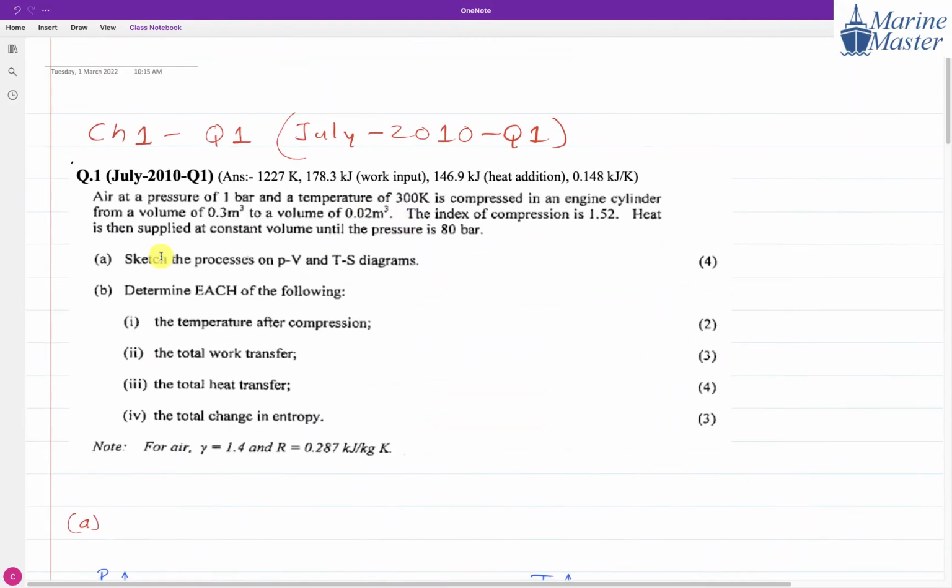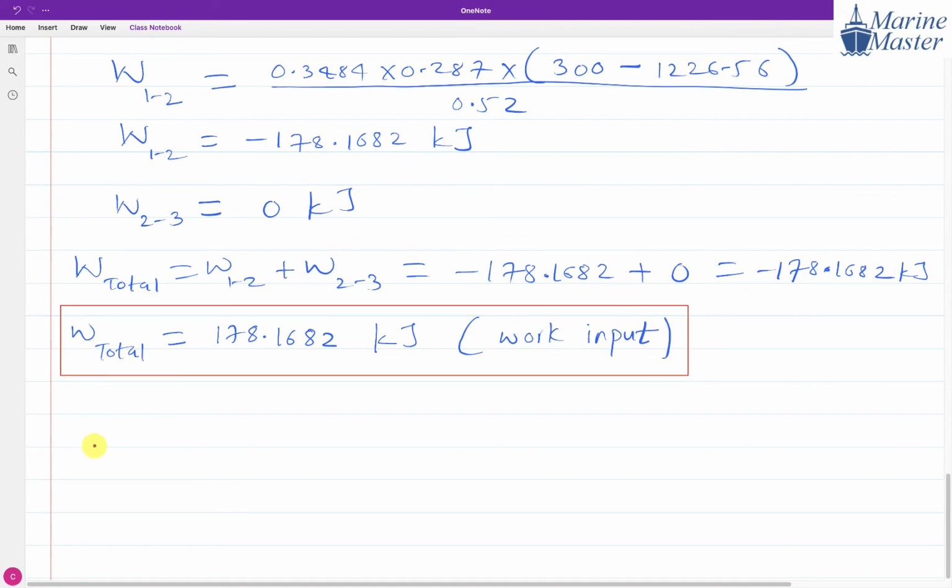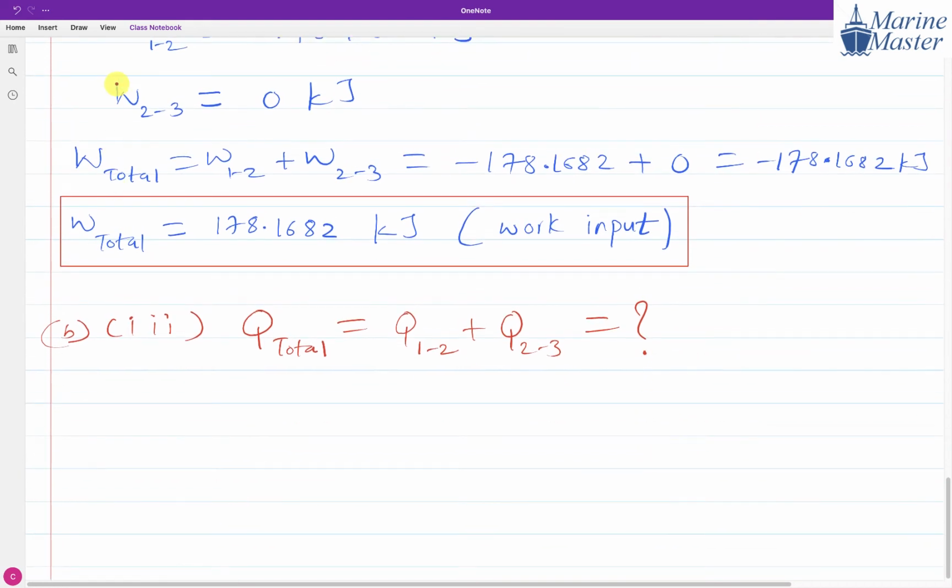Now in B's third part, our target is total heat transfer. Total heat transfer means Q total. Q total will be Q1 to 2 plus Q2 to 3. That is our Q total. And how to get that one, everyone?